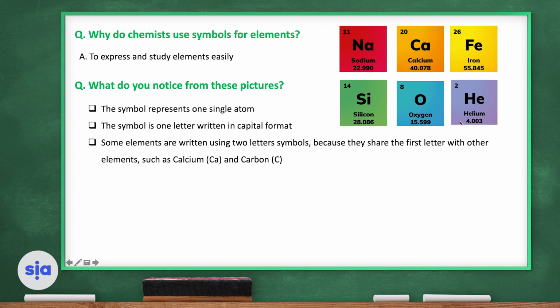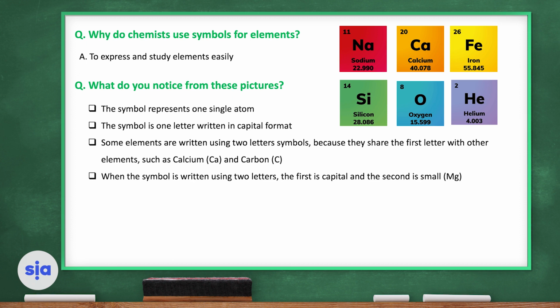Some elements are written using two letters instead of one letter because they share the first letter with other elements. For example, calcium and carbon. We cannot write both of them C. So we write calcium Ca and carbon C. When the symbol is written using two letters, the first is capital and the second is small, as I said before.